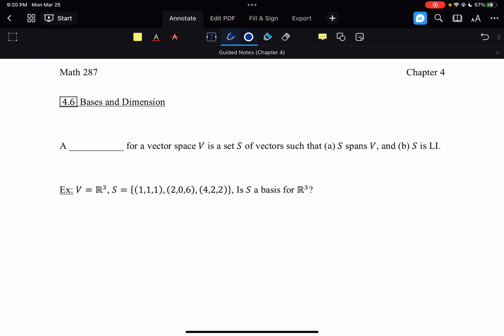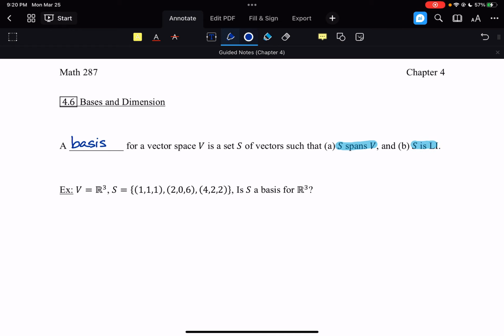Welcome to section 4.6. In this section, we're going to be talking about the concept of a basis and the dimension of a vector space. So, for starters, a basis for a vector space V is a set of vectors, S, such that S spans V and S is LI.